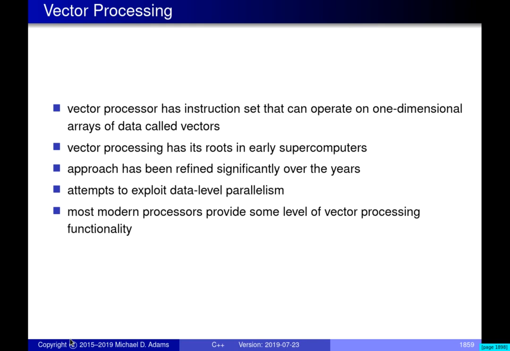This type of idea had its roots way back in the days of early supercomputers, but it's evolved a lot since then. The way this would be implemented in old supercomputers, maybe back in the 80s, is very different from what we have in modern processors. But the basic idea is that we want to do multiple things at the same time, exploit parallelism. By doing multiple operations at the same time, we can get better performance. We can do more computation per unit time. And most modern processors these days provide some kind of vector processing functionality.